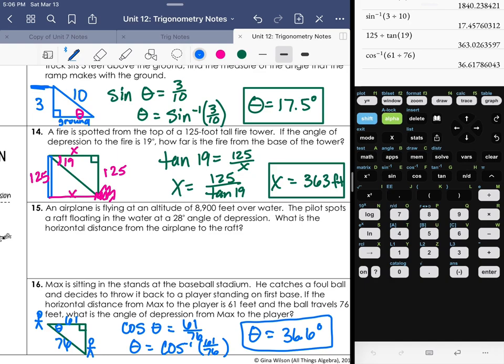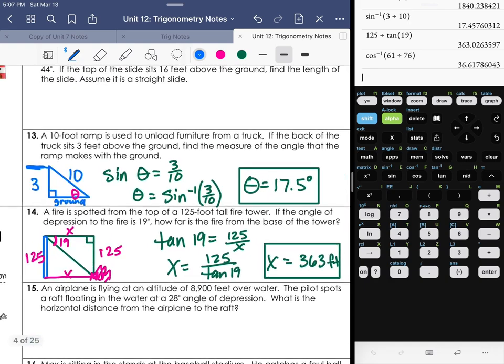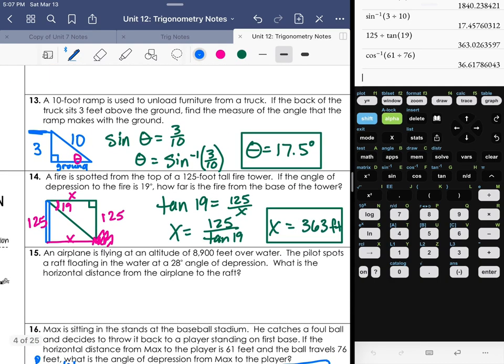All right. If you want to do 15 and 12 and have me check them, I'll be glad to do that for you.